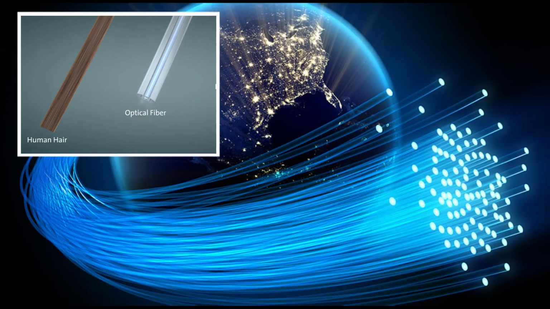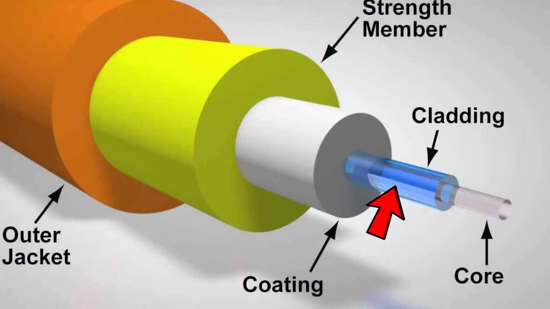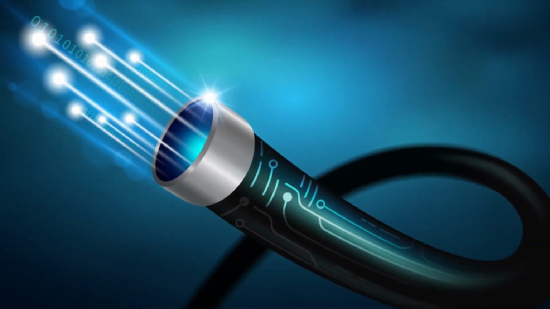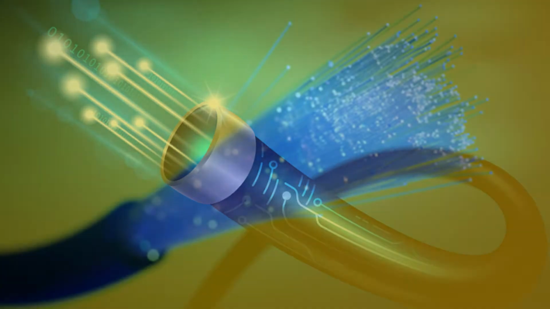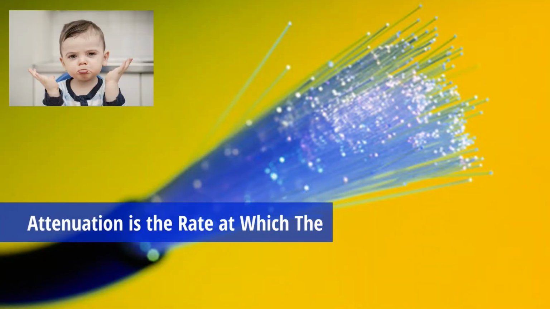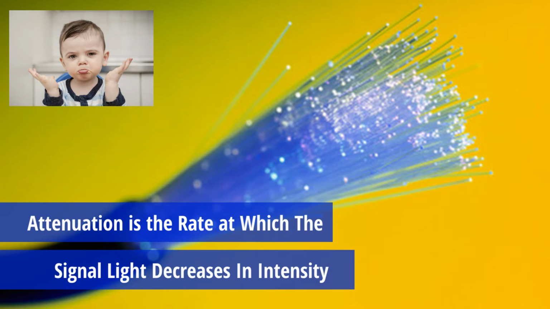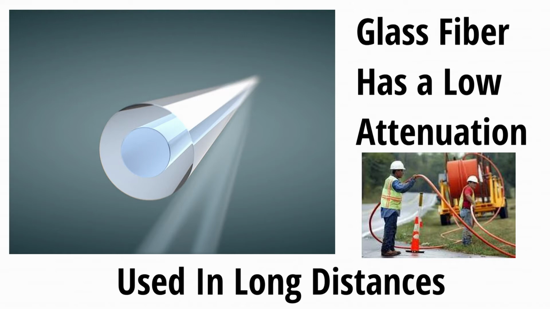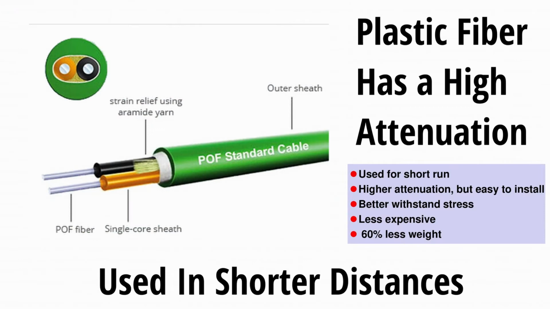And another layer of glass called the cladding is wrapped around the central fiber and causes light to be repeatedly bounced off the walls of the cable rather than leak out the edges. This allows the signal to go farther without attenuation. So what does attenuation mean in fiber optics? Attenuation is the rate at which the signal light decreases in intensity. And glass fiber has a low attenuation, which is used in long-distance fiber optic cables. And plastic fiber has a higher attenuation. And fiber cables made of plastic fiber are used for shorter distances.